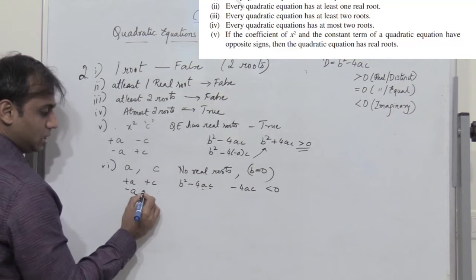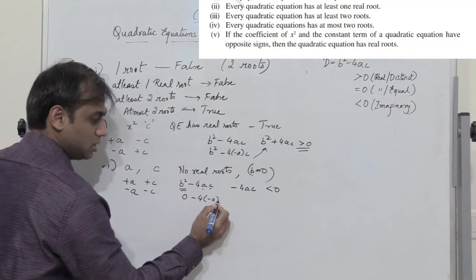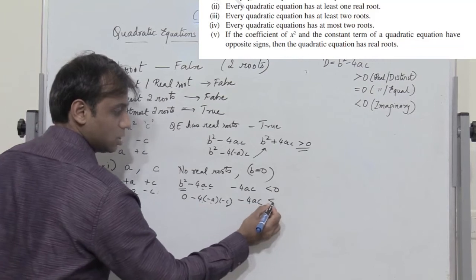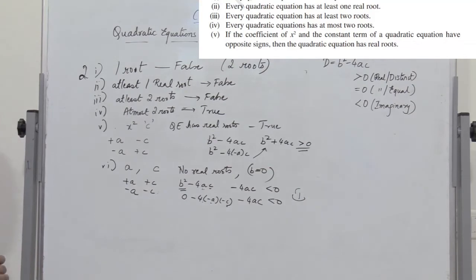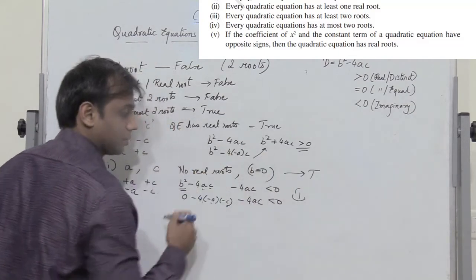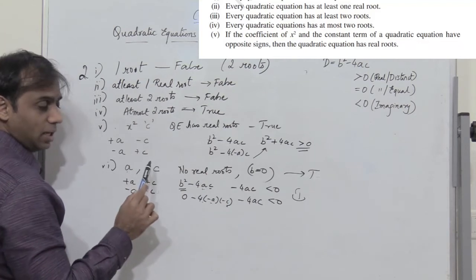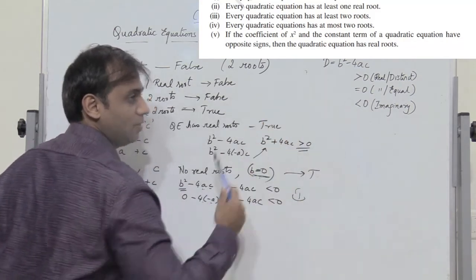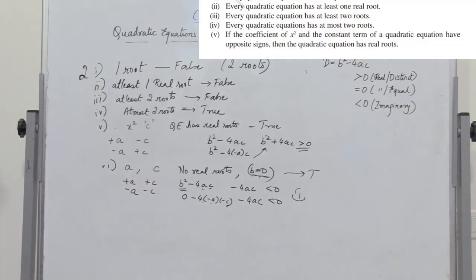If a is negative and c is negative, b is 0, right? So you get 0 minus 4 into minus a, minus c. So again you get minus 4ac because you have 3 negative signs, which is again less than 0. So in both the cases, the roots are imaginary. That means you have no real roots. So which is a true statement. So when are the roots imaginary? If a and c have the same sign, and if the coefficient of x, which is b, is 0, then you have imaginary roots because the discriminant will be less than 0. So this completes question 2.